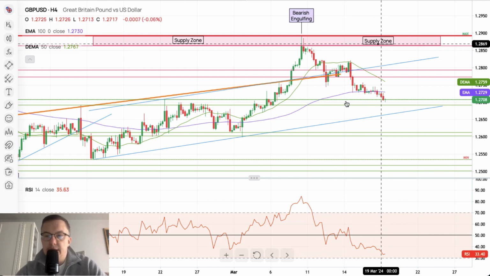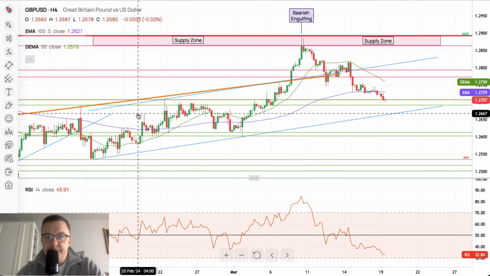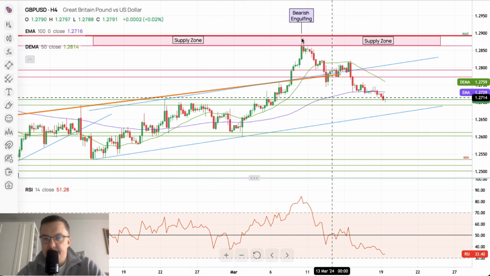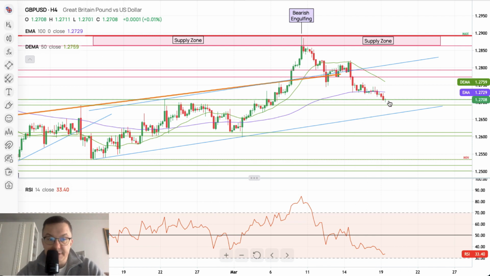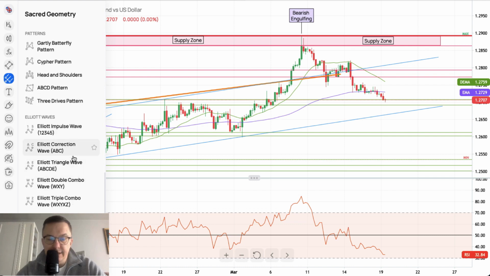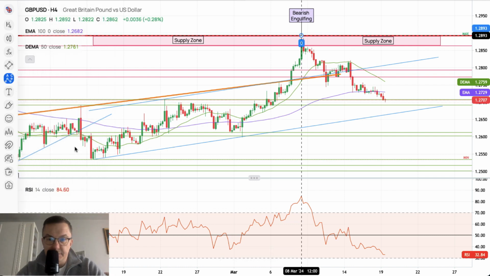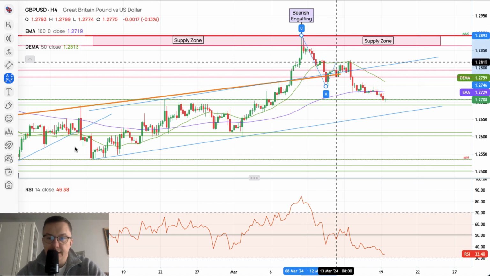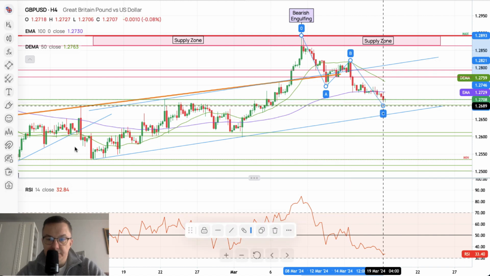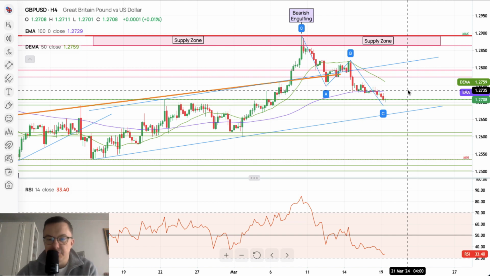So the supply zone that we have on our chart just basically worked as expected. That was the wave A, that was the wave B, that was the wave C. ABC correction to the upside. Now we reverse lower, but this reversal, if we take a look closely, is right now in 3 waves as well, because from the top of 1.2893 we got the wave A, then we have a slight correction wave B, and now we are completing wave C again.